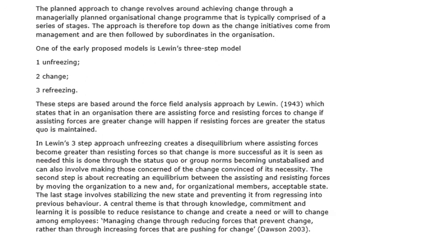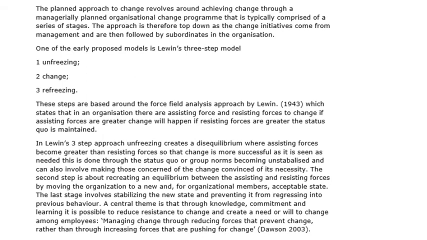These steps are based around the force field analysis approach by Lewin in 1943, which states that in an organisation there are assisting forces and resisting forces to change. If assisting forces are greater, change will happen. If resisting forces are greater, the status quo is maintained.